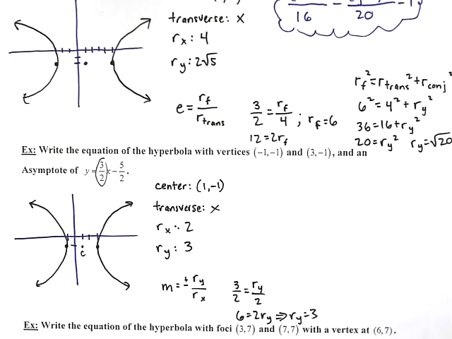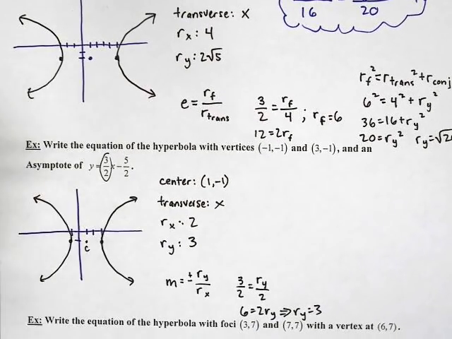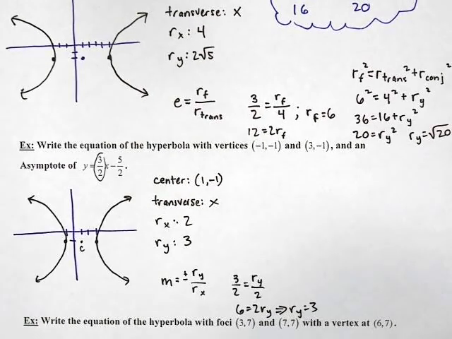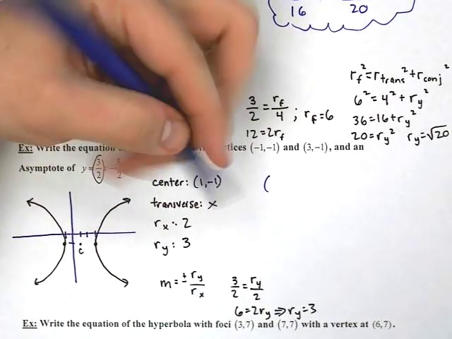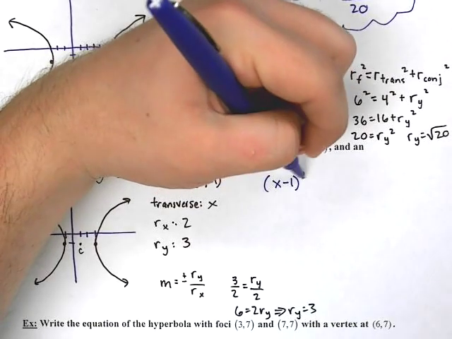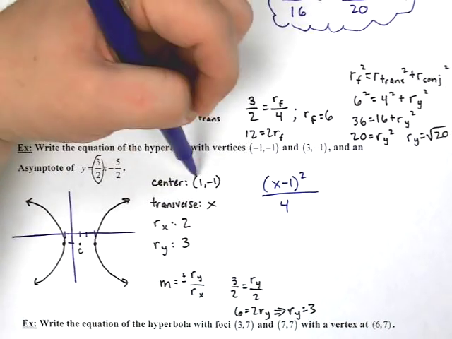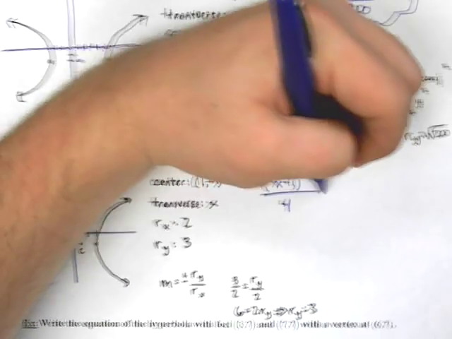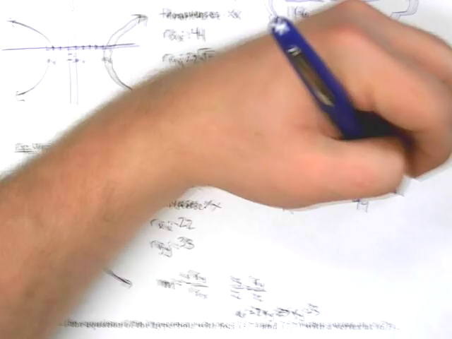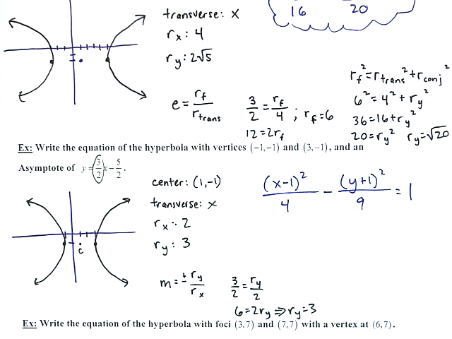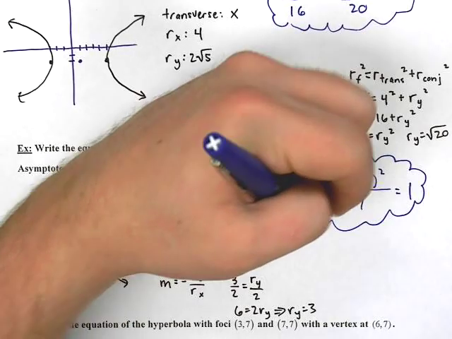Pretty easy if you think about it, right? So use the slope of the asymptote to help you find that missing radius that you need, because now, guys, it's the same thing we've been doing. My transverse axis is x, so x comes first. Hopefully you guys see why I have that, right? (x-1) squared over 2 squared is 4, okay? And then I have (y+1) squared over 9, and that should be equal to 1.